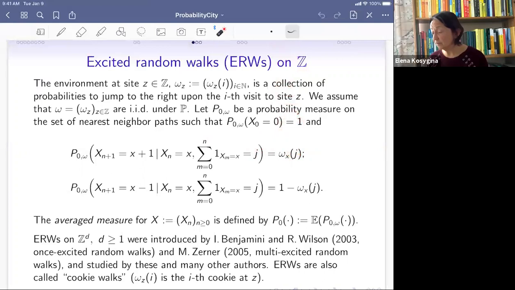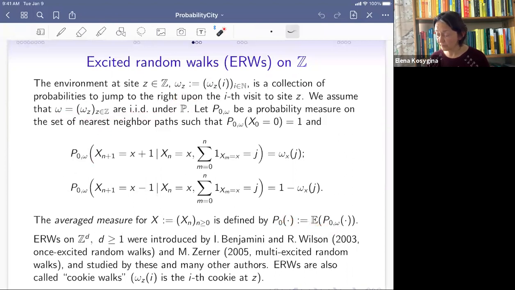So more specifically, say we start the walk at 0, and then given how many times the current site is visited, if it is the jth visit to this site, then the probability to jump to the right is w_x(j), and the complement probability to jump to the left. And the averaged measure for this process is defined in this way. If you have a set which represents an event relative to paths and environments, then its expected value is with respect to the measure on cookie stacks of this P_0^w. P_0^w is called quenched. And we assume that cookie stacks are IID under this probability measure on the environment. So this is our assumption.